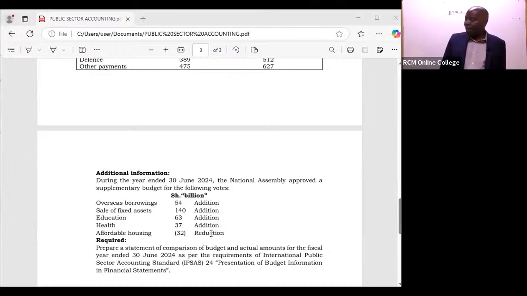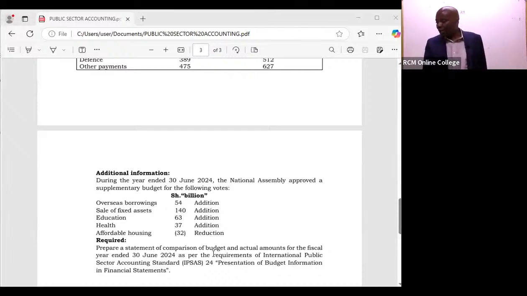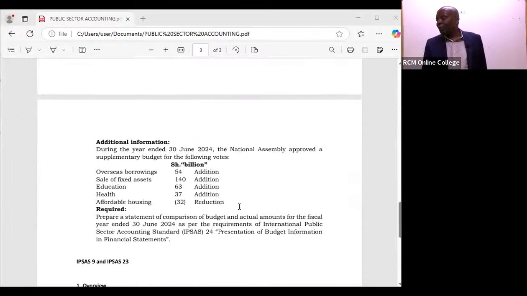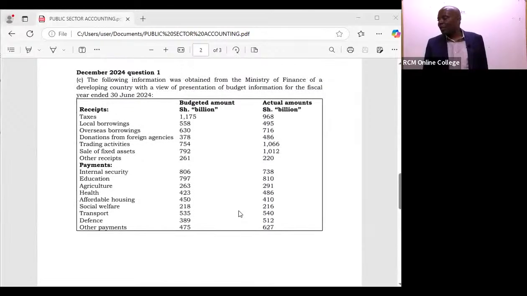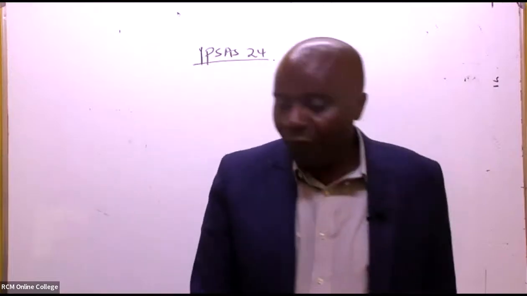So they want us to prepare a statement of comparison of budget and the actual amounts for the fiscal year ended 30th June 2024 as per the requirements of International Public Sector Accounting Standard number 24, presentation of budget information in financial statements. So here I'll be able to get so many marks without even knowing what I'm doing. So ladies and gentlemen, what I will do, I'll come and organize my data very nicely here.